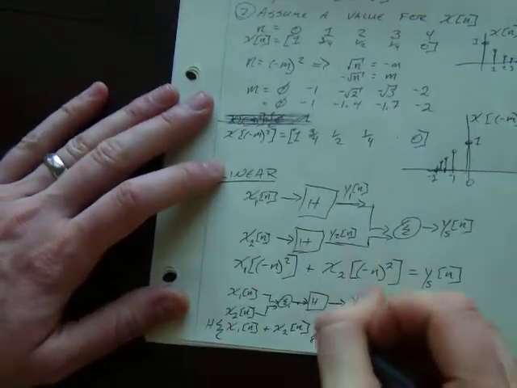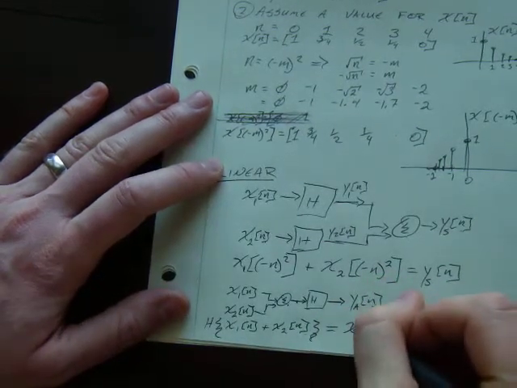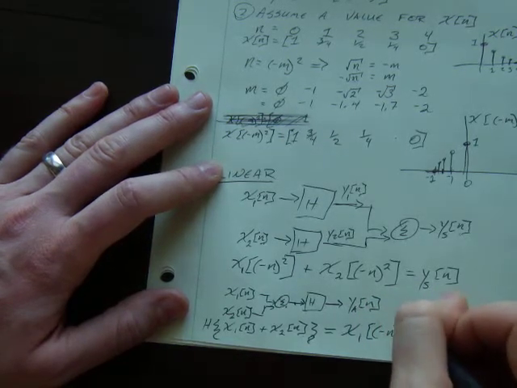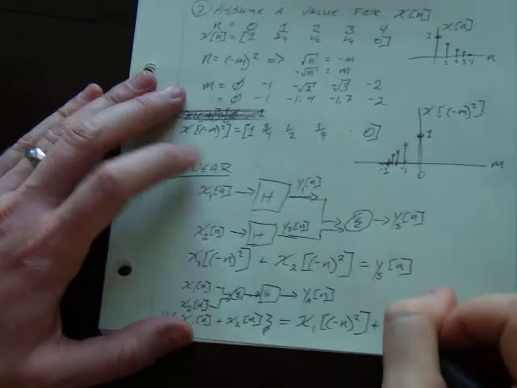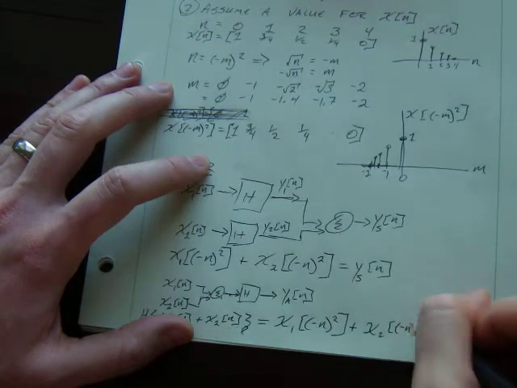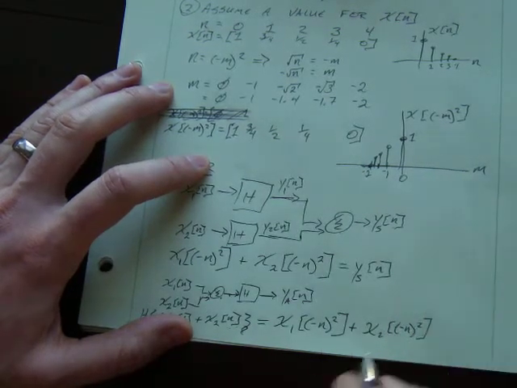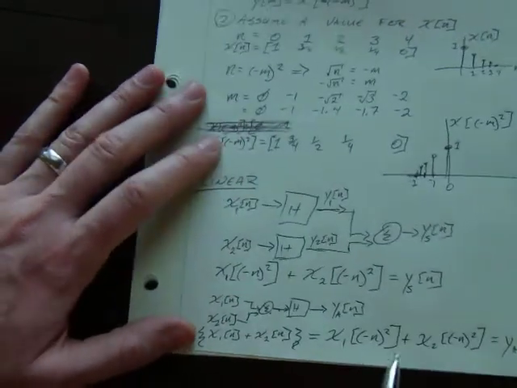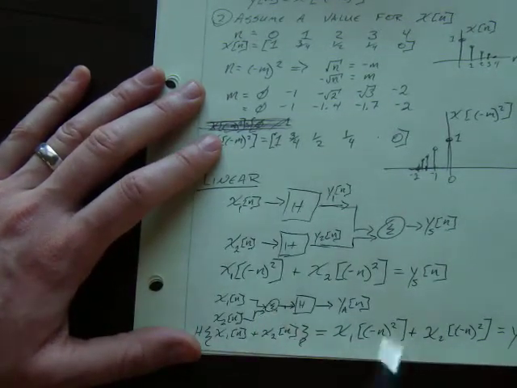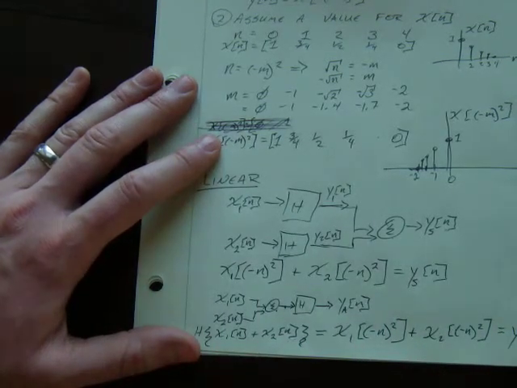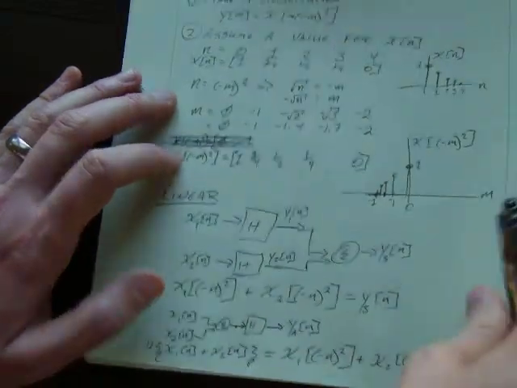So to do this conversion, this h acting on this, we take all of the input n values and apply this scaling. So we replace all of the input n's with the shifted and scaled n. So this is going to be equal to x1 of minus n squared plus x2 of negative n squared is equal to y of a of n. So these two are the same. Therefore, it satisfies this property of superposition, and that's true. Let's try the other property of superposition.